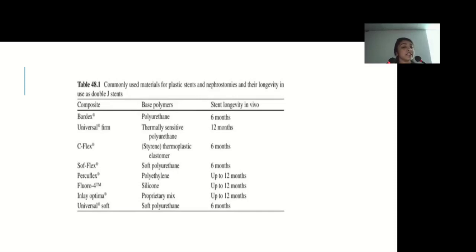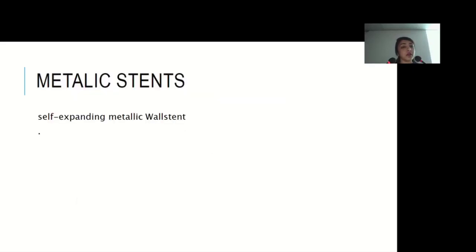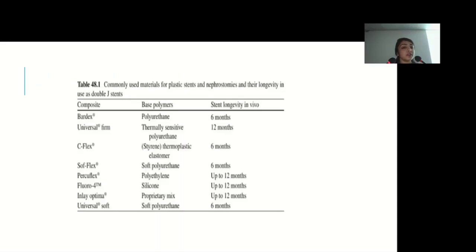Others are C-Flex, Percuflex, and Fluorofortium. The life of these materials in vivo extends from 6 to 12 months. They have a variable life. In our centers, we are using polyurethane double J stents. So these were the polymeric stents.